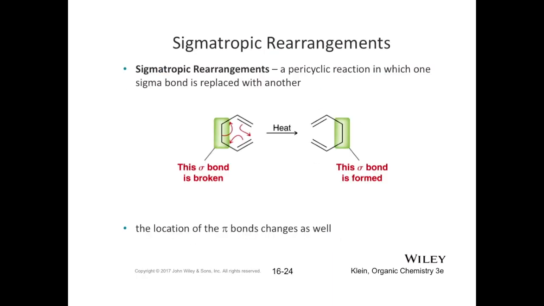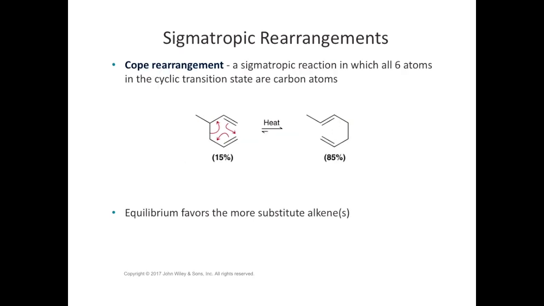In sigmatropic rearrangements, this is another type of pericyclic reaction. One sigma bond is simply replaced with the other. So here this pi bond moves to become a sigma bond, this pi bond moves over, and this sigma bond breaks to form a pi bond. So there's no net gain or loss in pi bonds or sigma bonds, it's just their placement is changed, hence it's called a rearrangement. There are different named sigmatropic reactions.